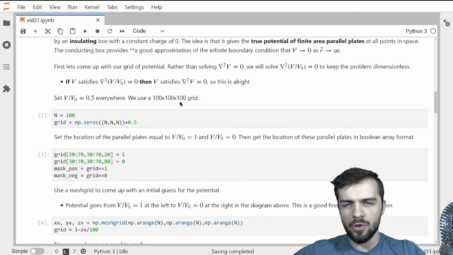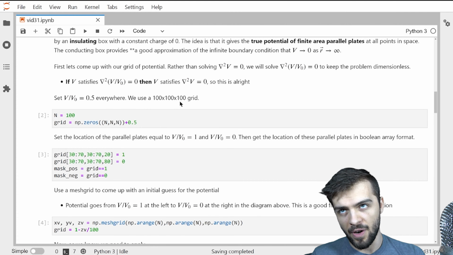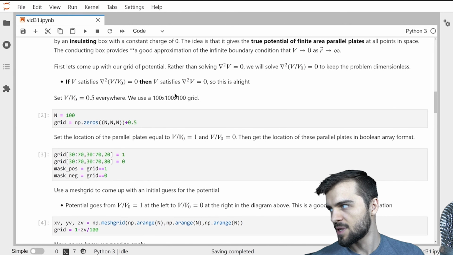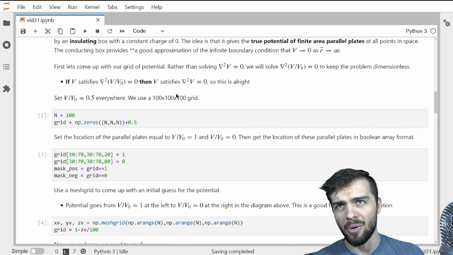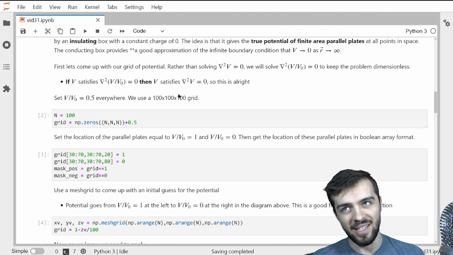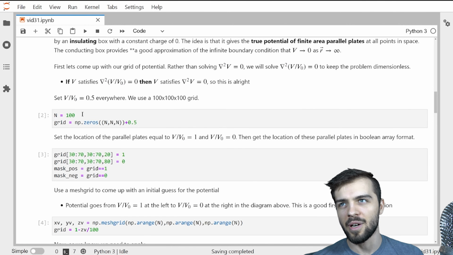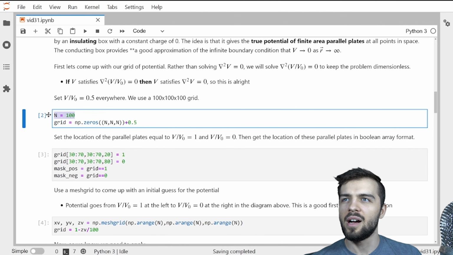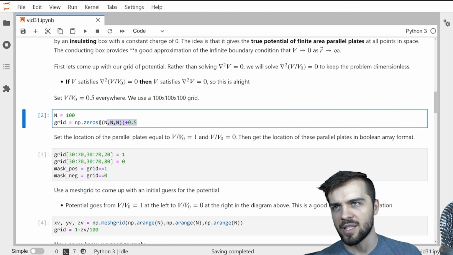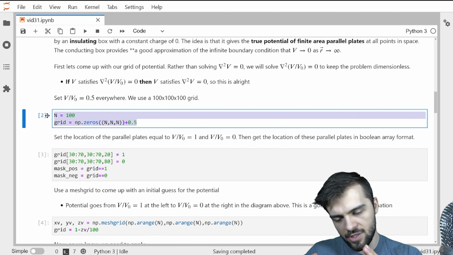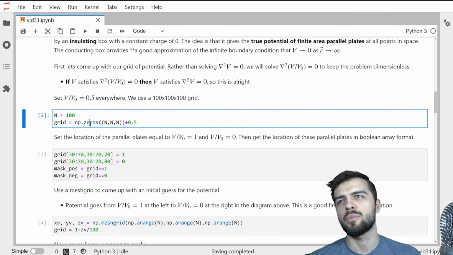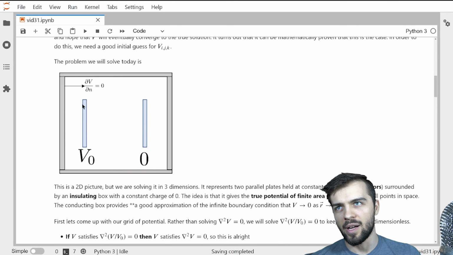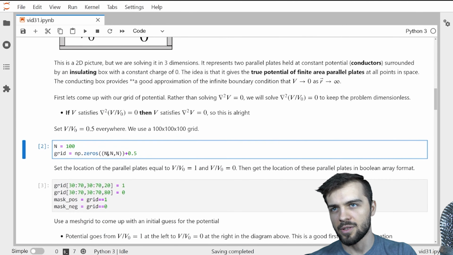So we're going to use a 100 by 100 by 100 grid. It's a fairly big grid. That's 10,000 times 100. So I should know this quick. That's 1,000,000 points, I believe. 10 to the 2 times 10 to the 2, 10 to the 2 is 10 to the 6. That is indeed 1,000,000. I'm great at math. And so I have N is 100, and I'm going to set all the points in the grid, the potential, equal to 0.5 to start, even though I have 1 here and 0 here. So that's how I'll start.